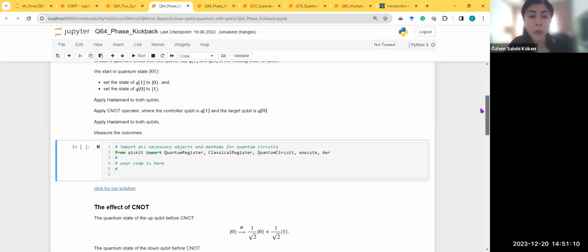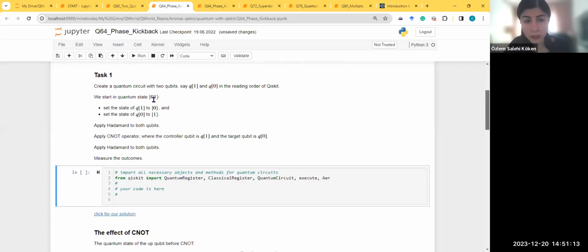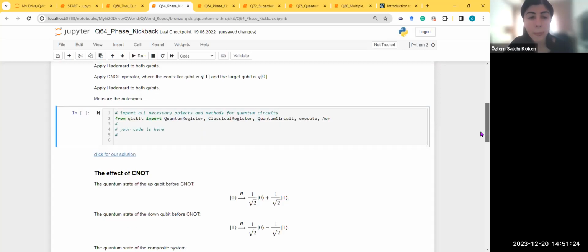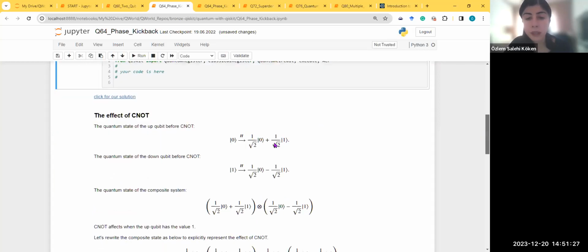So we have a quantum system in state 01. And then we apply Hadamard on both qubits, Hadamard on 0 and Hadamard on 1. Let's write here to not forget. This is our initial state. And this is Q1, and this is Q0. So we apply Hadamard on this, and this is what we get.